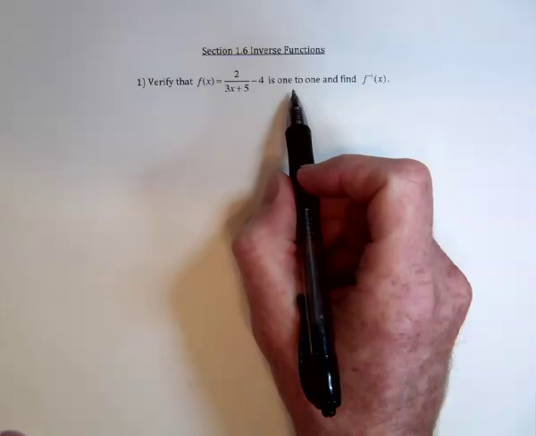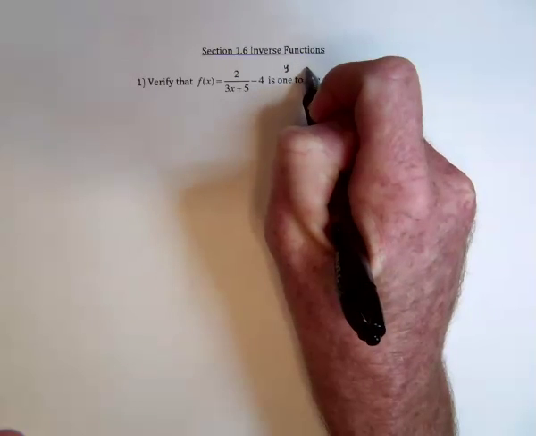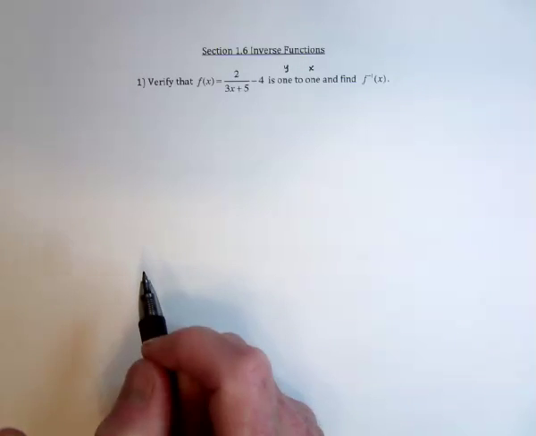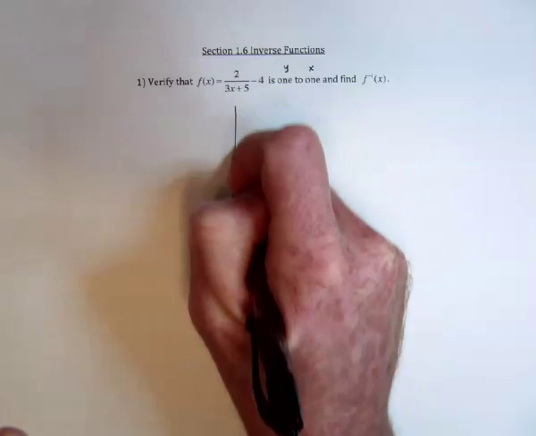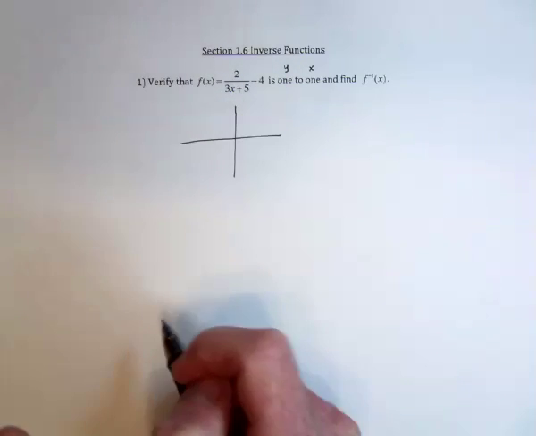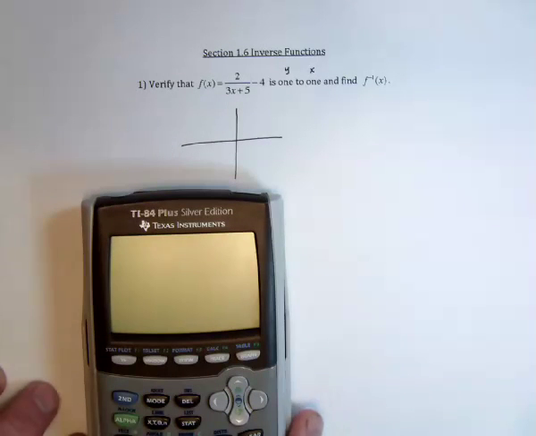In order to verify that a function is one-to-one, meaning one y value is going to give you one x value, we can use the horizontal line test. So we'll take a look at the graph of this function and verify that a horizontal line will only intersect the function one time.